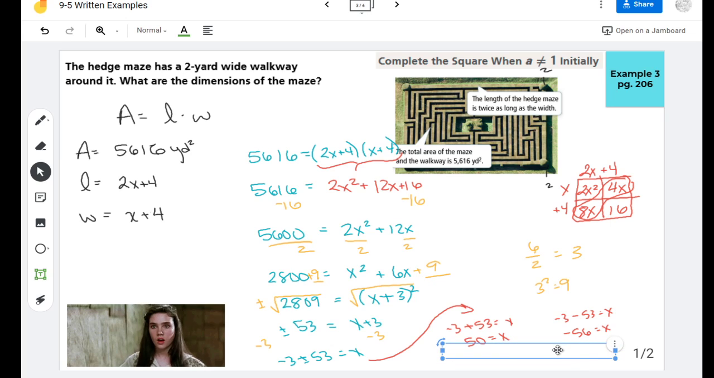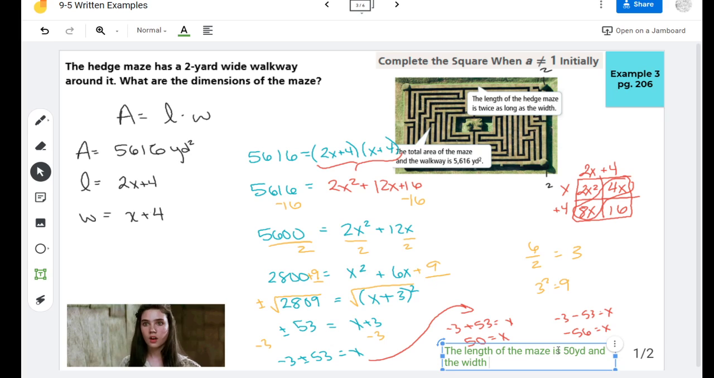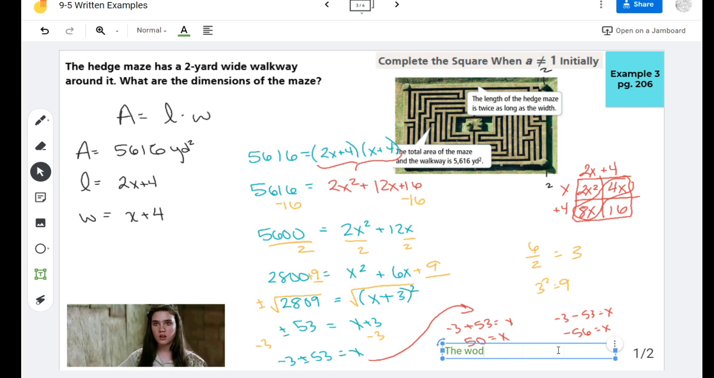So what I would do is, because it's a word problem, I'm answering it with a word solution. The length of the maze is 50 yards, and the width, remember the width was double? Oh no, the length was double. Dang it. So the width of the maze is 50 yards, and then the length is double the width, so the length is 100.